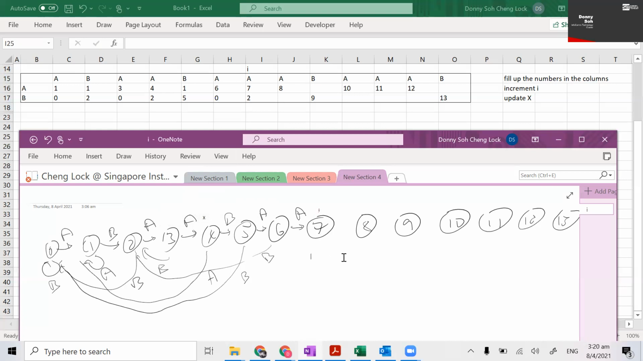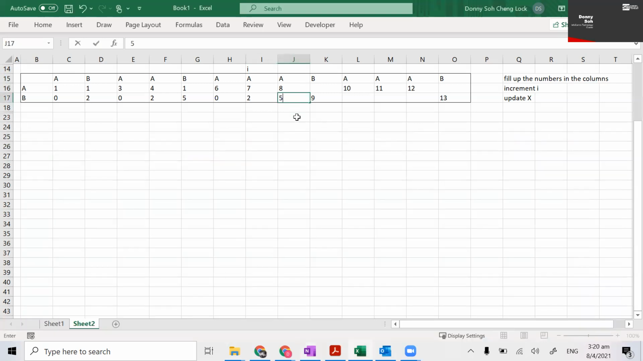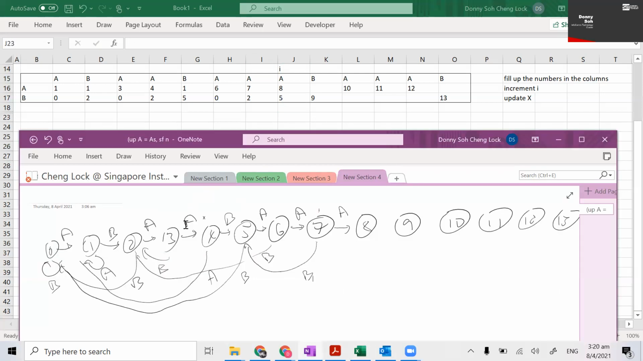Now 7 to 8. 7 to 8 is again another A. So if at state X it sees a B, it will go to state 5. So this will go to state 5 for the B. So this will be 5. And update my I. And update my X. What will happen to X if it sees another A?